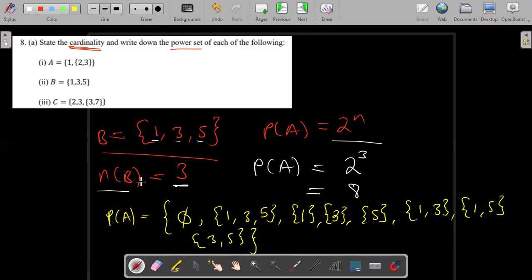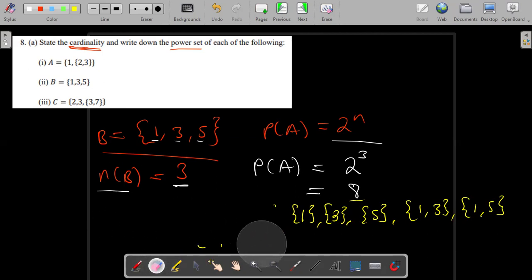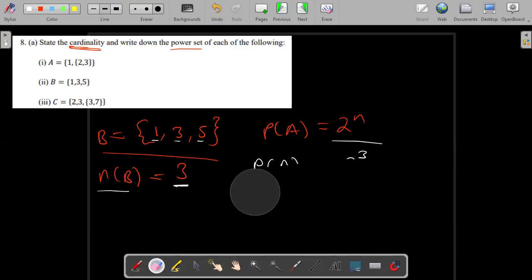Now as I can see, there's 1, 2, 3, 4, 5, 6, 7, 8. So it agrees with what I found, that I have 8 subsets in my power set. So that is how you find the power set. Okay, now let's do the last one. If you understand the last one, it means you also understand the first one, which we did.